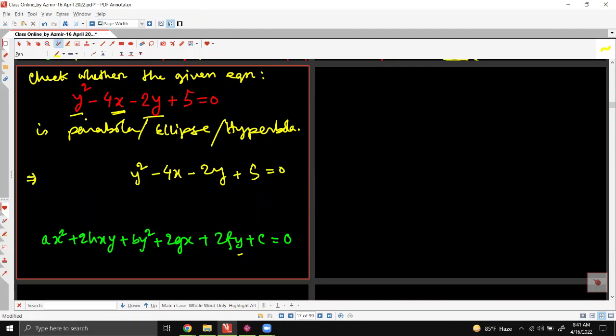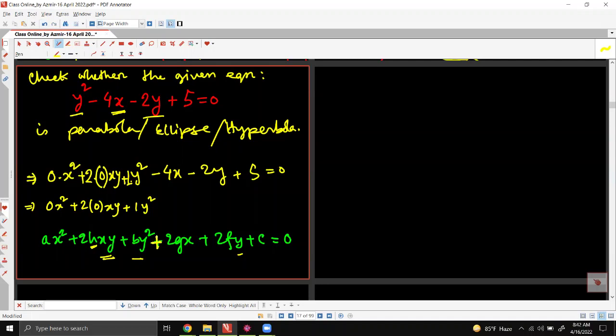So we can see that there is no x squared term, so actually we have 0 times x squared plus 2 times, there is no xy term, so the value of a is 0. We have by squared, that means we have y squared here, that means it is 1 times y squared, so the value of b is 1. So if we write this way, 0x squared plus 2 times 0xy plus 1 y squared.